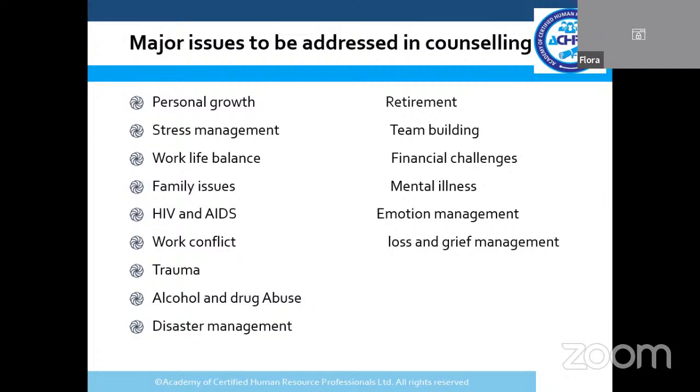What are you supposed to do as an HR? Disaster management, the issues of retirement. How do you prepare your staff? Do you wait until they only have one month left and then take them for retirement training? Please, we need to be training them in between. So how are we supposed to do it? The team building issue, so that we can bridge the gap between the seniors and the juniors. Financial challenges, how they are supposed to manage their personal finances, mental illness, emotion engagement, loss and grief management.